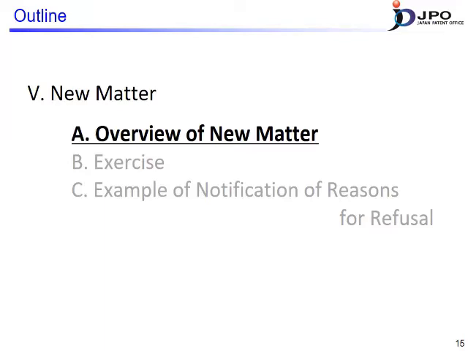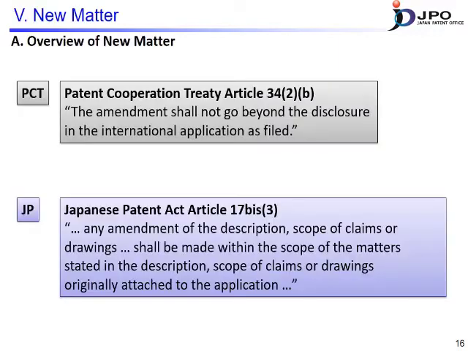Next topic is new matter. PCT has a rule. PCT said the amendments shall not go beyond the disclosure in the international application as filed. And Japan Patent Act said any amendment of the description, scope of claims or drawings shall be made within the scope of the matters stated in the description, scope of claims or drawings originally attached to the application.